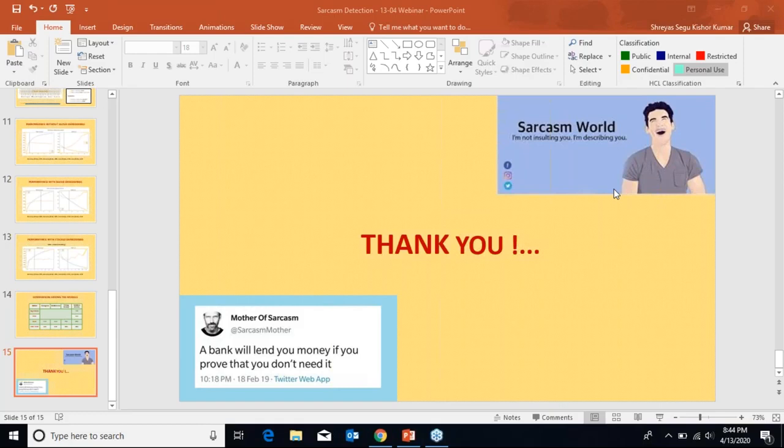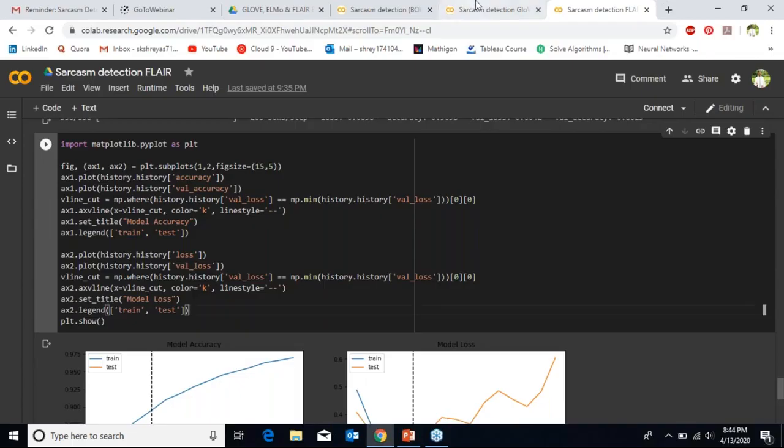Would averaging the word embeddings result in loss of some context? Yeah, in many of the cases we will be losing the information. But in FLAIR embeddings, what is being done is, let me show you this.